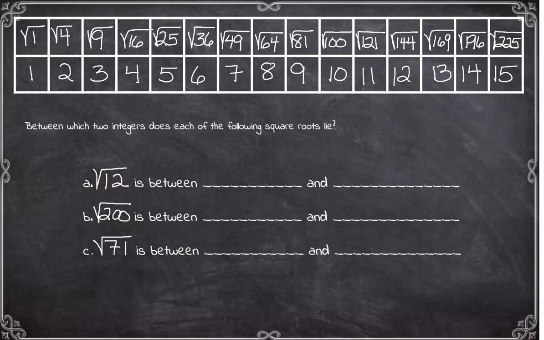The first topic we want to review today is estimating square roots. If you remember from last week, this was the last thing we did. We estimated square roots by just stating which two consecutive integers a square root of a number would fall between. So we have our perfect squares up here at the top.